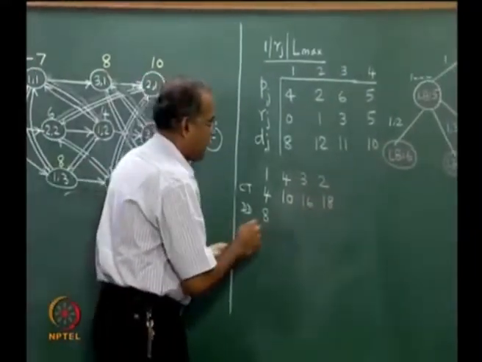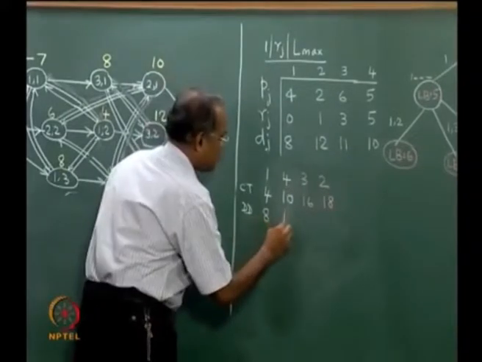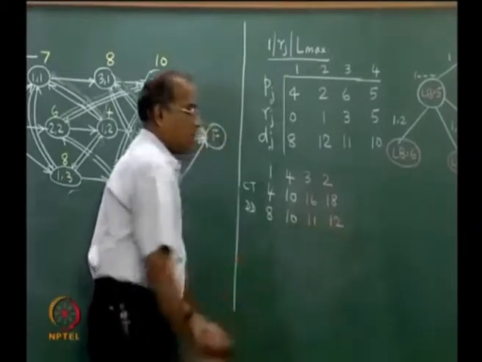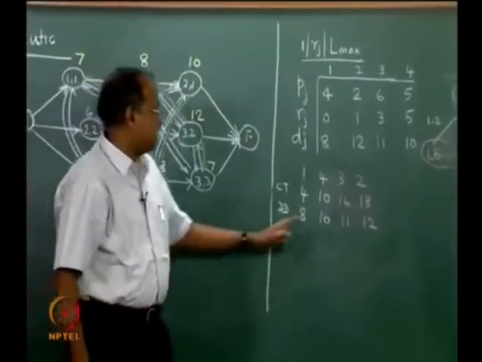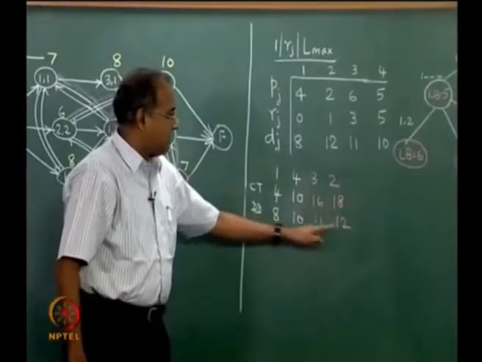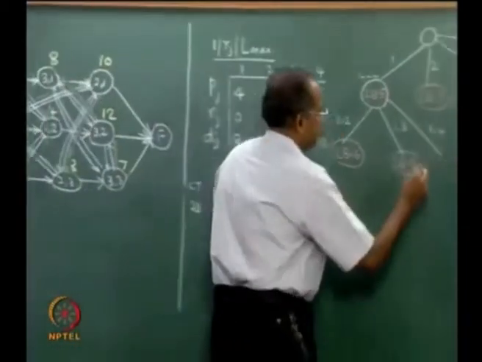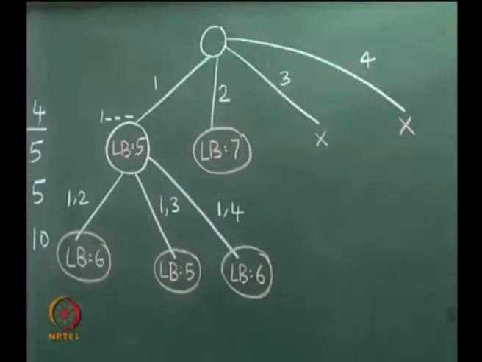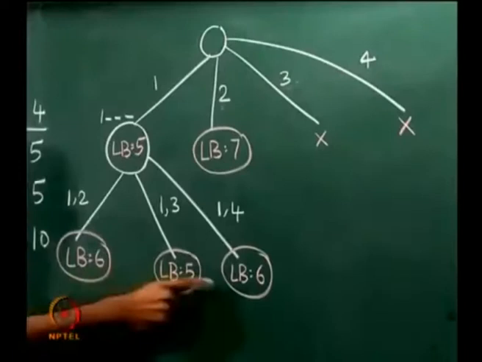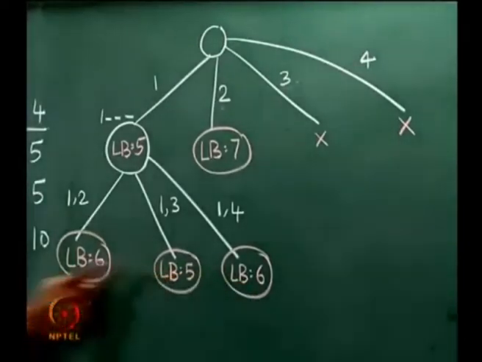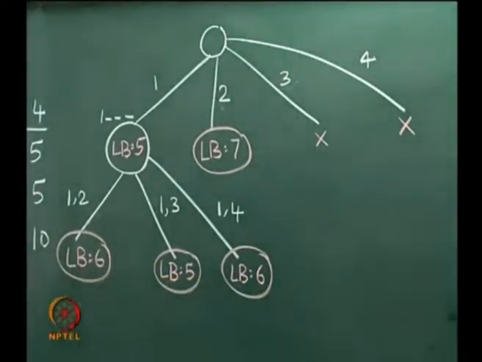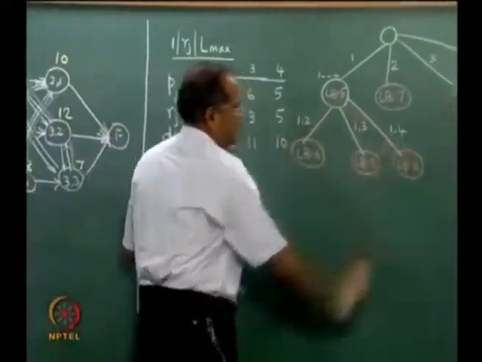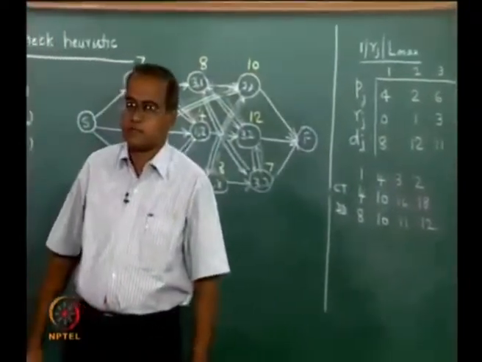Now, the due dates are 8, 10, 11 and 12, 11 for 3, 12 for 2. L max is 6. So, lower bound is equal to 6. It is actually possible to show that we need not calculate this, because we have a 5 and this is going to result in at least one more, but in any case we have calculated this. So, we keep this lower bound equal to 6.